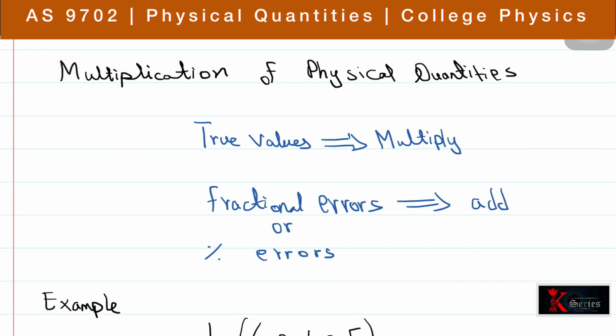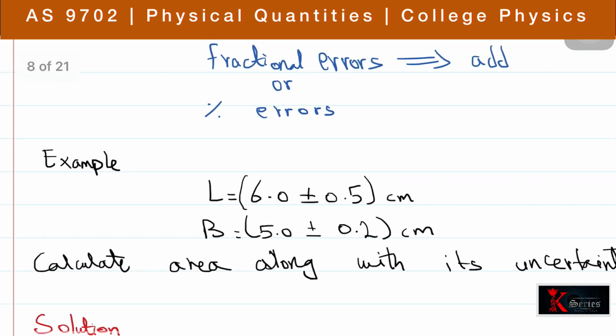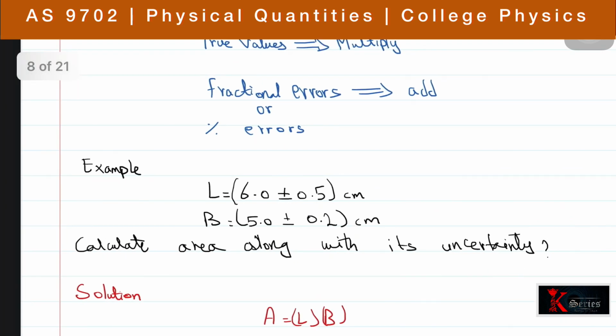Now we'll be moving on to the multiplication of physical quantities. When we're multiplying the physical quantities, the true values are multiplied, but the fractional errors and the percentage errors are added. Earlier in addition and subtraction, the absolute errors were added. However, in multiplication and division, the fractional errors or percentage errors are added and not the absolute errors. An example would be, we have length of 6 plus minus 0.5 centimeter and breadth is 5 plus minus 0.2 centimeter, right? We have to calculate the area along with its uncertainty.